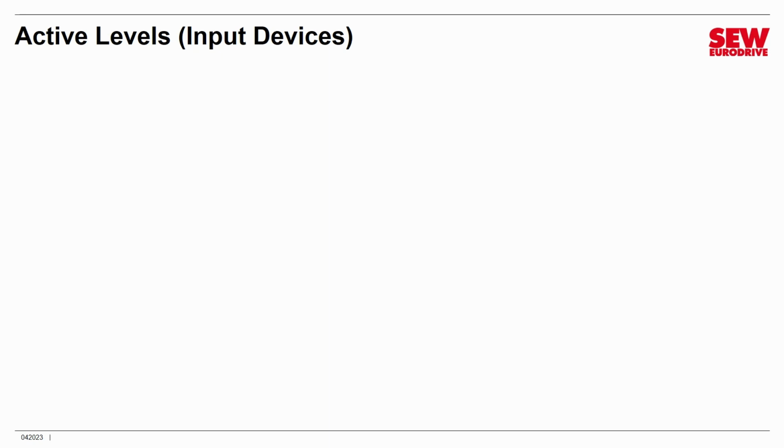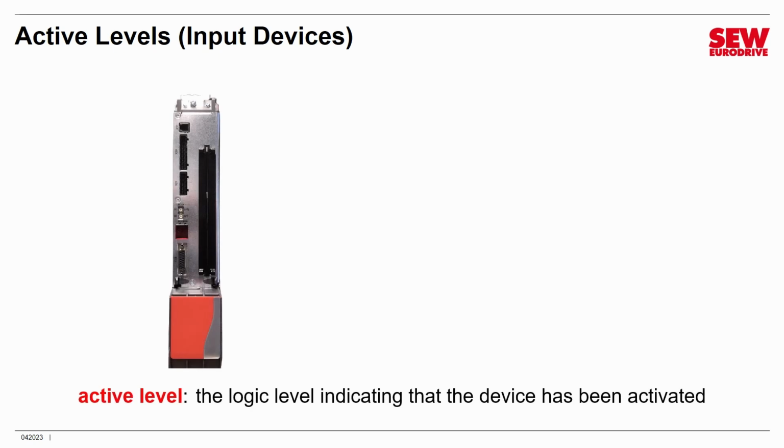The last thing we need to talk about before we jump into the lab itself is what's called active levels. Active level simply means the logic level, in other words, high or low, indicating that the device has been activated. So for example, if we connect something up to a digital input on our VFD and we say it is an active low device, what that means is that if it's outputting a 0, a low, it means that it's been activated. Now that may seem backwards to us. We probably more often would associate high with being activated, but there's actually no rule to indicate high has to always be the activated state.